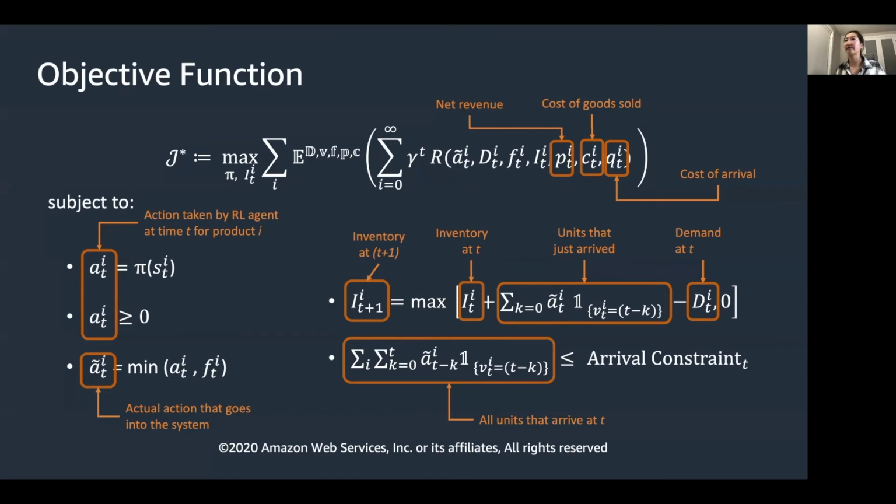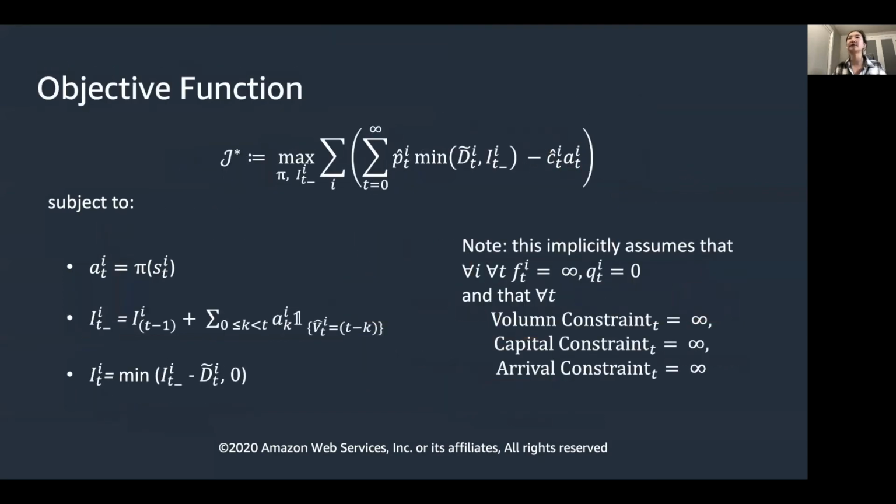So if we do have an arrival constraint at t, here's how you can formulate the problem. As you can see, there are so many constraints, so many terms in the objective function. So to start our experiments, we decided to simplify the problem a little bit. Specifically, we revisit the objective function here.